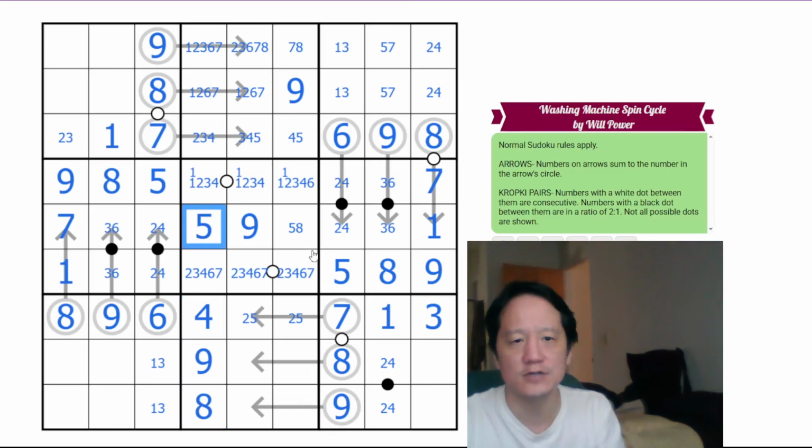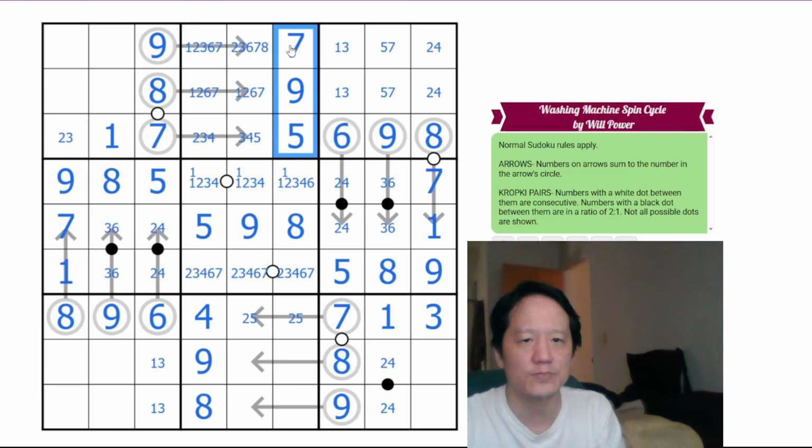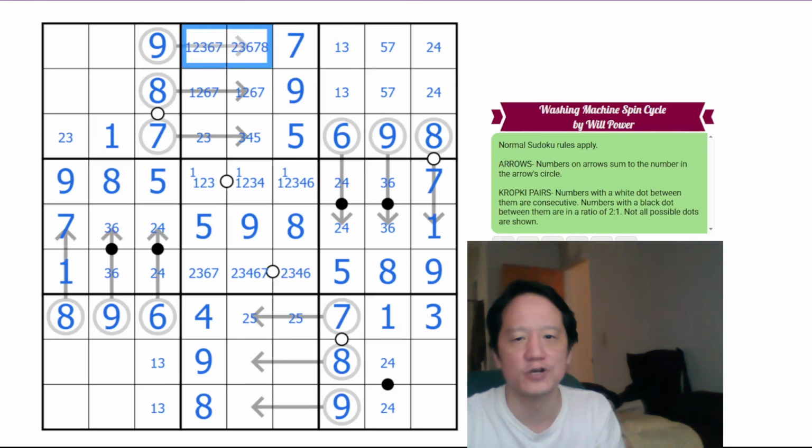8 eliminates 8 here, so it's 5 and 8, which eliminates 8 here. So that's 7 and 5, adding up to 21. Therefore, this can't be 7 here. No 4 here. This cannot be 2 and 7. We have to have an 8 somewhere in these arrows, so it must be 1 and 8 here, which eliminates 1 and 8 in the rest of the row.